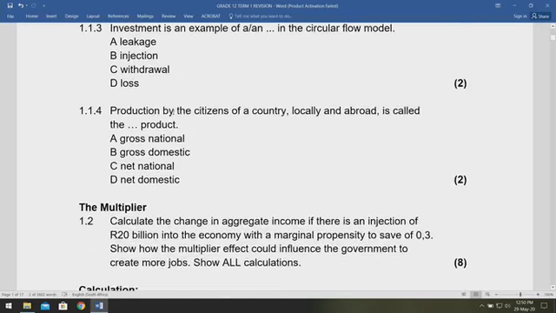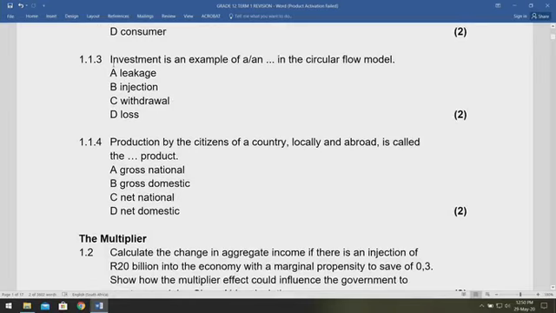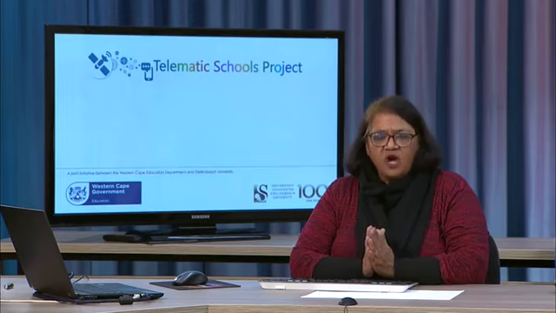Moving down to 1.1.3. Investment is an example of a or and what in the circular flow model. Now, if you think about it, what leads to investment? Remember, within the circular flow, we have our injections and our leakages. And for every leakage, there is also an injection that goes with it. So let's just for a moment stop here and look at that very closely. Leakages is anything that causes money to leave the flow.